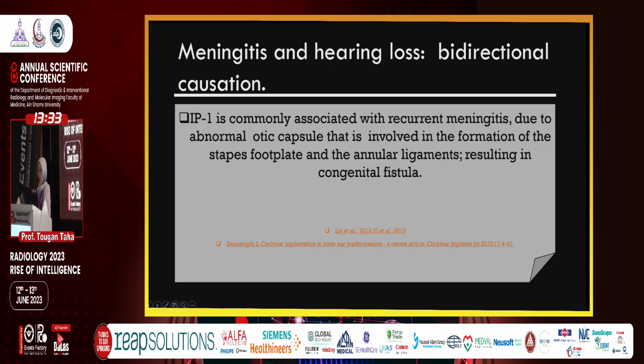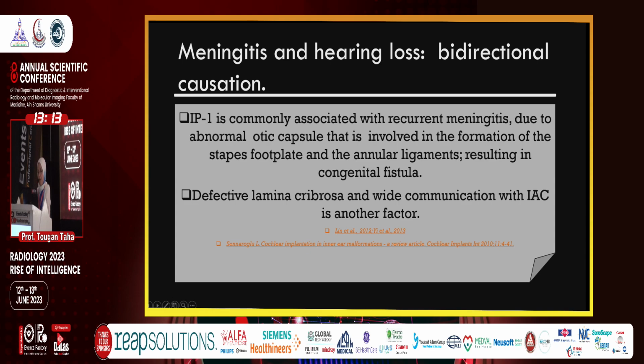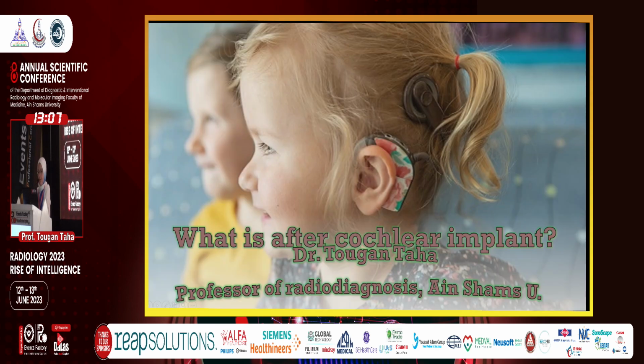Meningitis and hearing loss are bidirectional causation. IP1 anomaly is commonly associated with recurrent meningitis due to abnormal otic capsule that is involved in the formation of the stapes footplate and the annular ligament, resulting in the congenital fistula. The defective lamina cribrosa and the wide communication with the internal auditory canal is another factor.